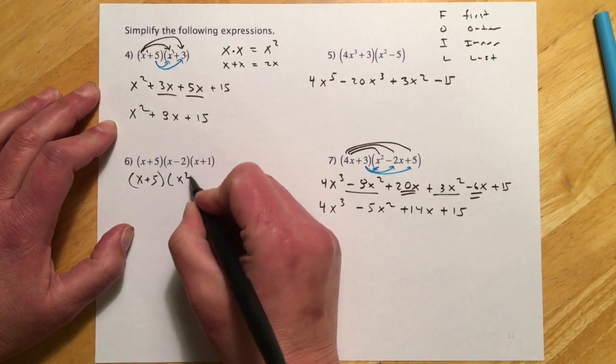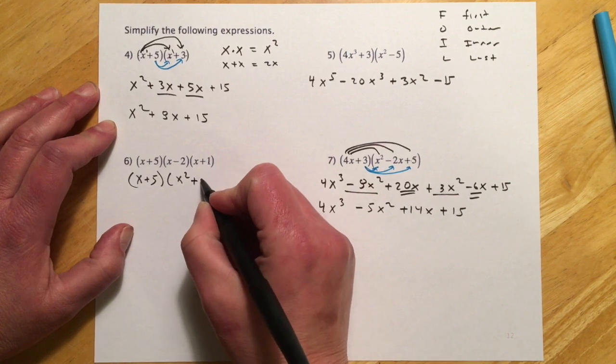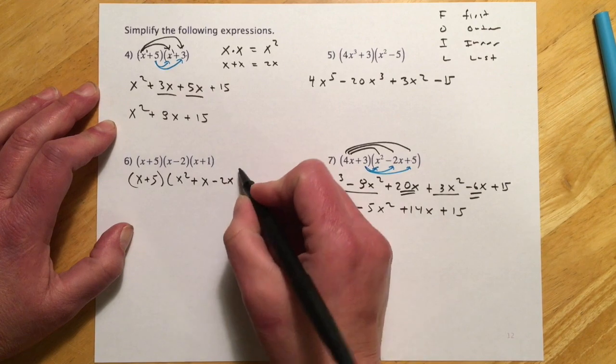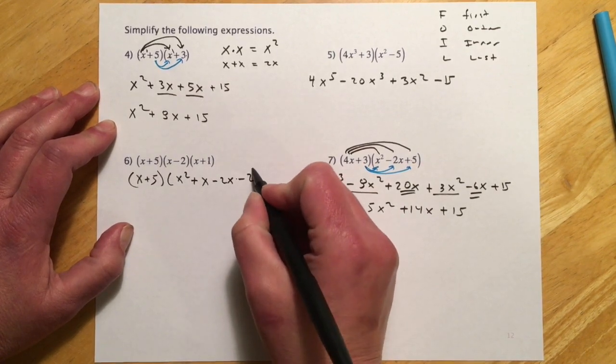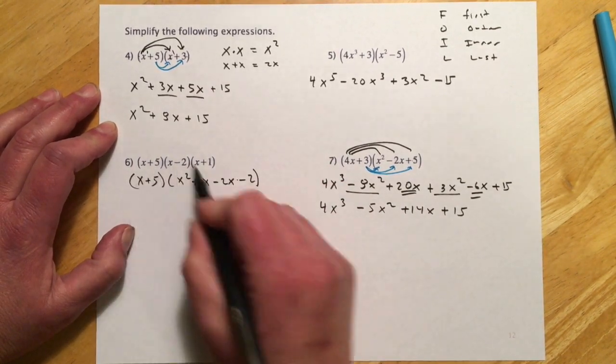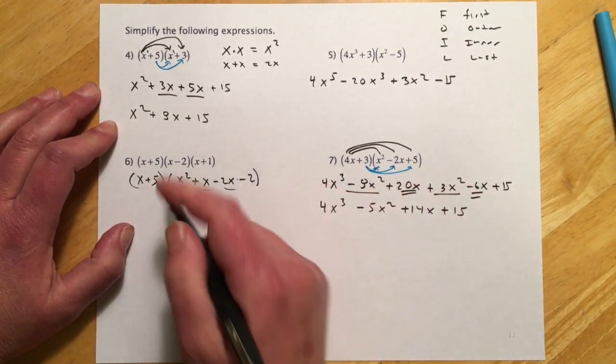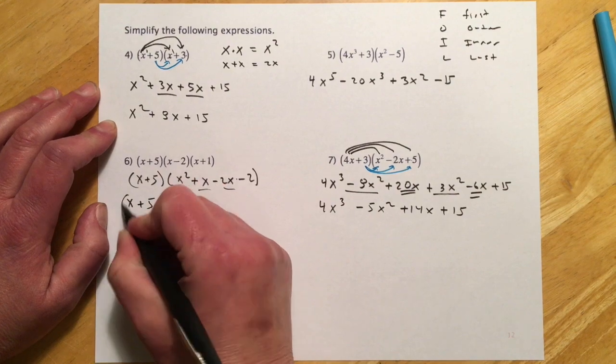So x and x for x squared. On the outside, I get a plus x, or 1x. Inside, I get a minus 2x. And then on the last, I get a minus 2. And then don't start doing the x through here yet, because you got a couple of like terms, and that will save you some steps if you just stop for a moment.